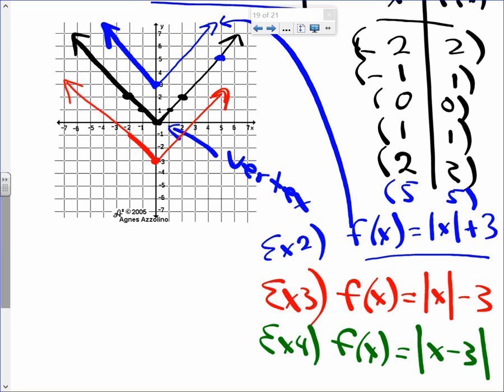Gonzalez got it! Watch this. Put the vertex at 3. Same shape as the parent. It moves to the right if it's a minus. For some funky reason, we'll get into that Monday. Is that how it is? Yes.